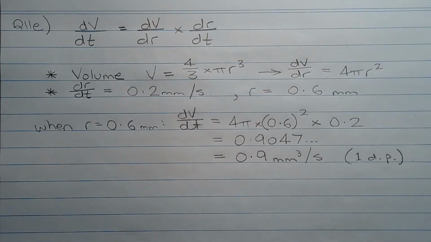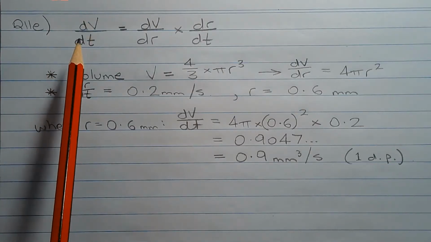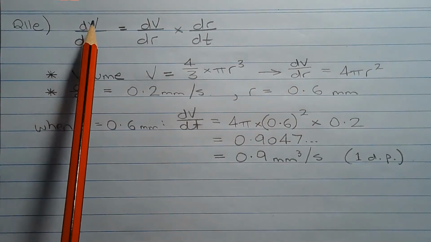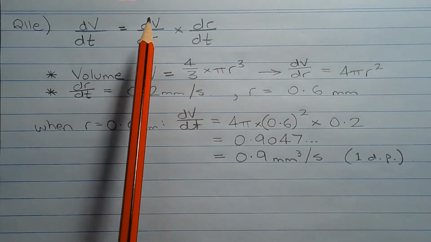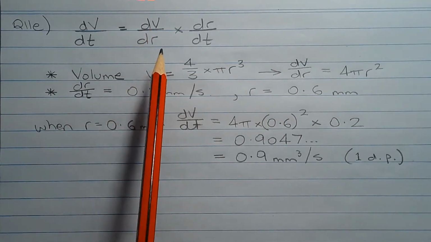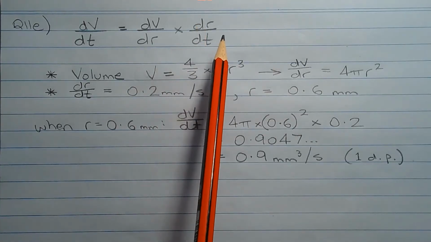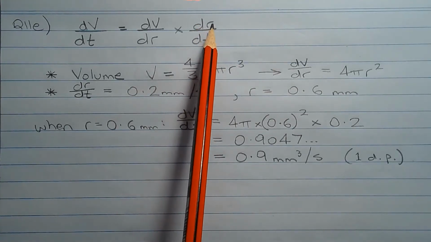The rate of change of the volume of the sphere with respect to time can be expressed as a product of related rates. dV/dt, the rate of change of the volume of the sphere with respect to time, is equal to dV/dr, which is the rate of change of the volume of the sphere with respect to its radius, multiplied by dr/dt, which is the rate of change of the radius of the sphere with respect to time.